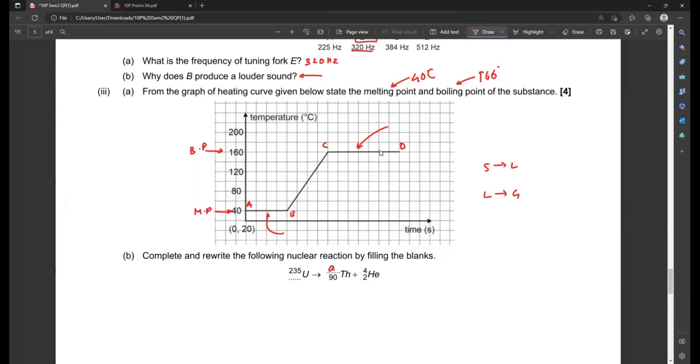Here, if I call it A, you know that 235 is equal to A plus 4. And if I call it B, B is equal to 90 plus 2. So this will be easy for you to get to the answer. A is equal to 231. B will be equal to 92. So this is 231 and 92.